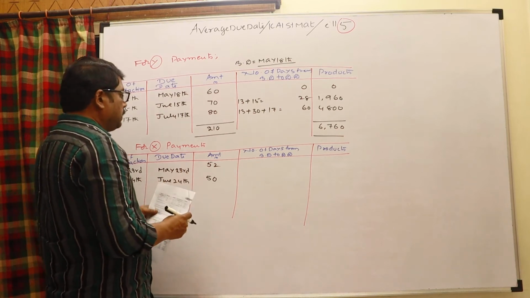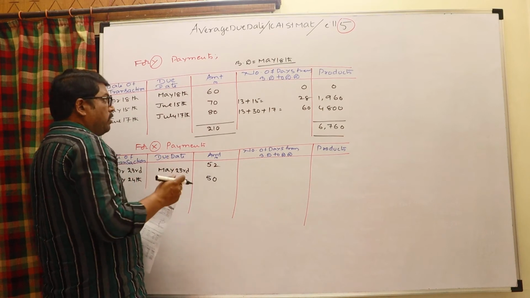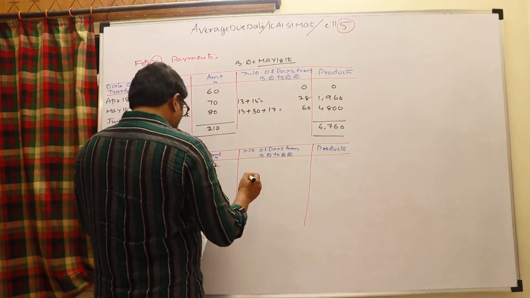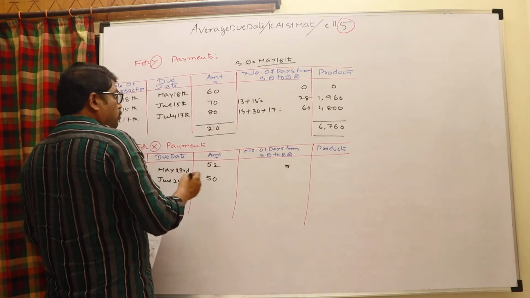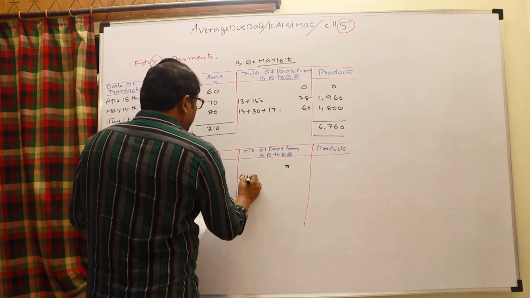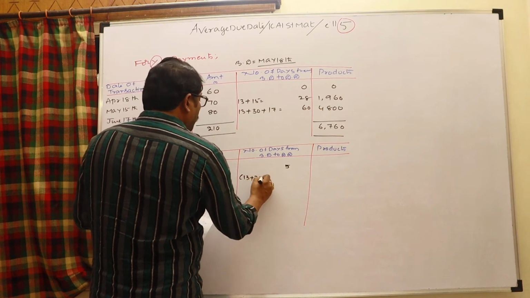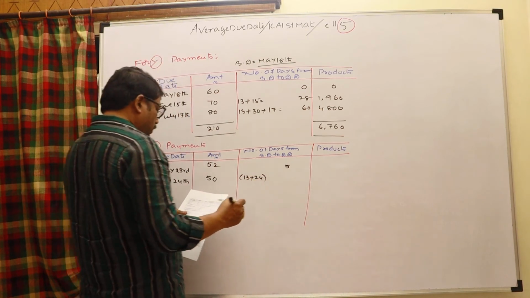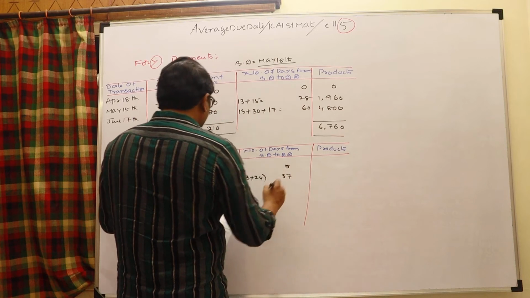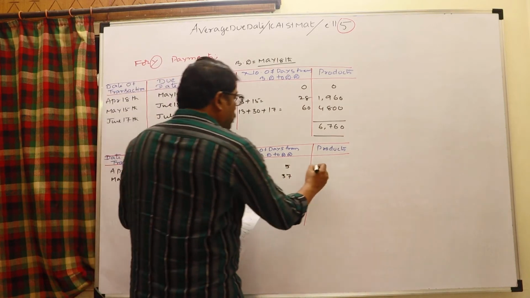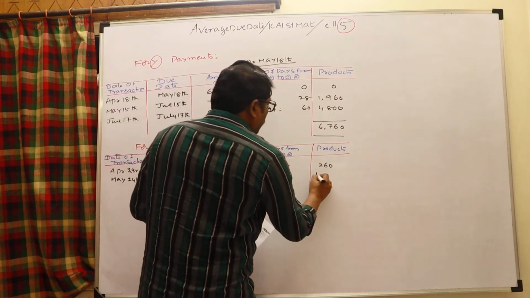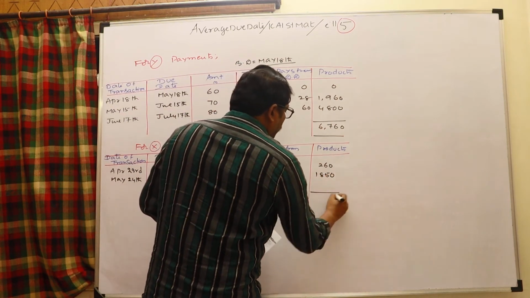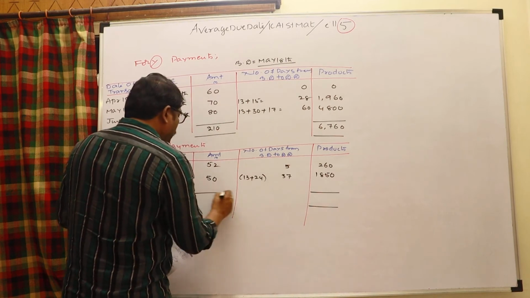So, okay, let us consider May 18th to May 23rd. The number of days is looking 5. May 18th to June 24: in May 13 days are there, and in June 24 days are there. Totally 37 days. 52 into 5, 260. 50 into 37, 1850. Again go for the total of product as well as total of amount.